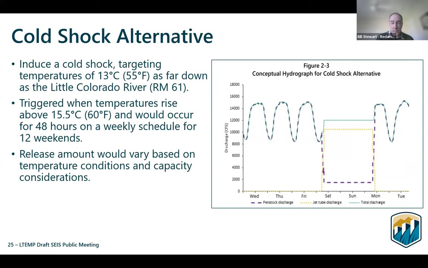And the way this works is normal operations, and then on the weekends, you would lower the penstock release down to a minimum of 2000 CFS and increase the bypass discharge, trying to hit that target temperature of 13 degrees. And similar to the cool mix, the bypass release amount would vary based on temperature conditions and volume of water being passed through. Next slide.